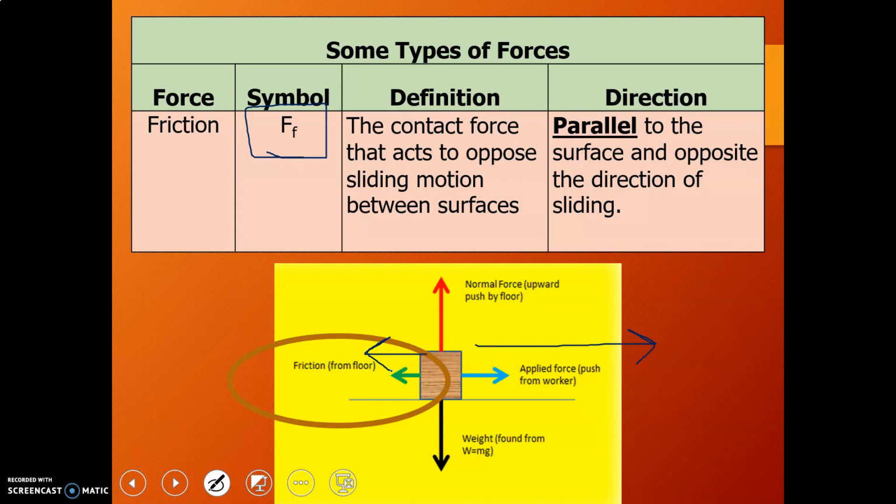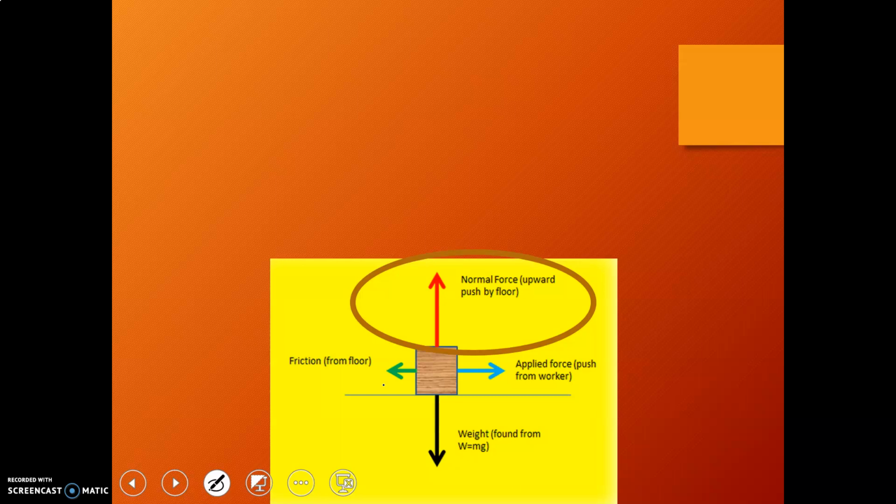Friction is always parallel to the surface, so notice how the surface is this nice flat surface, and the friction force is parallel as well to the surface. But it's always opposite to the direction of the sliding or the movement. So if the object's moving to the right, the friction is going to the left. It's always opposite.